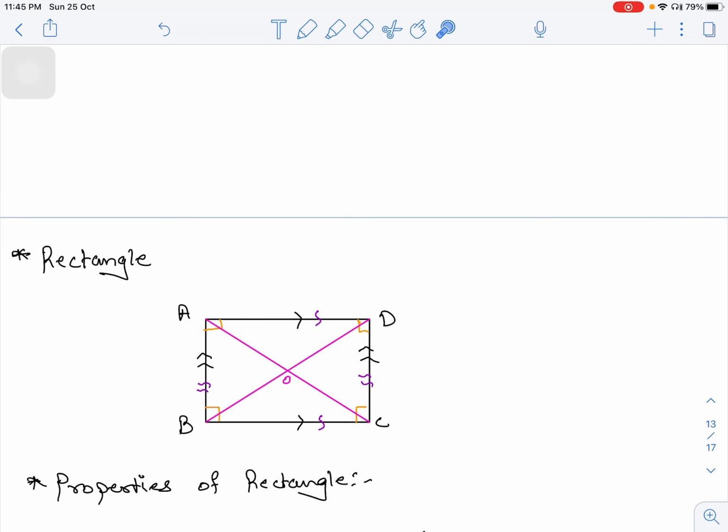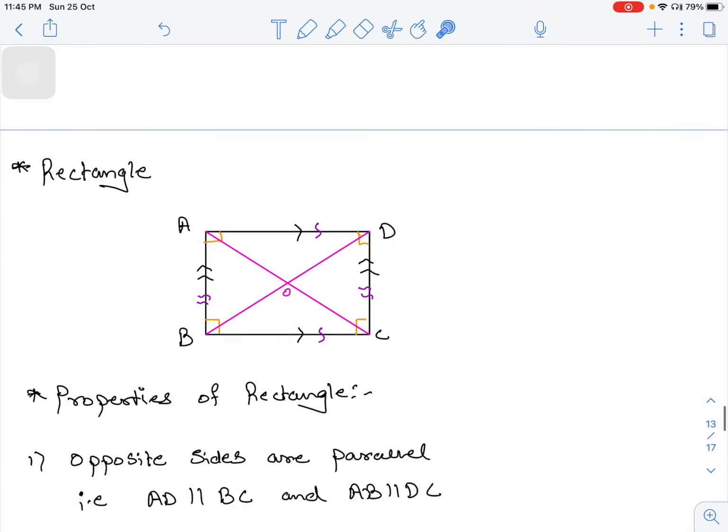Now, what is a rectangle? A rectangle is nothing but a special type of parallelogram. If it is a parallelogram, then its opposite sides are parallel to each other. We can see that in a rectangle, opposite sides are parallel to each other. Therefore, it is a parallelogram. Now, there are some special properties of a rectangle. Let us see them one by one.